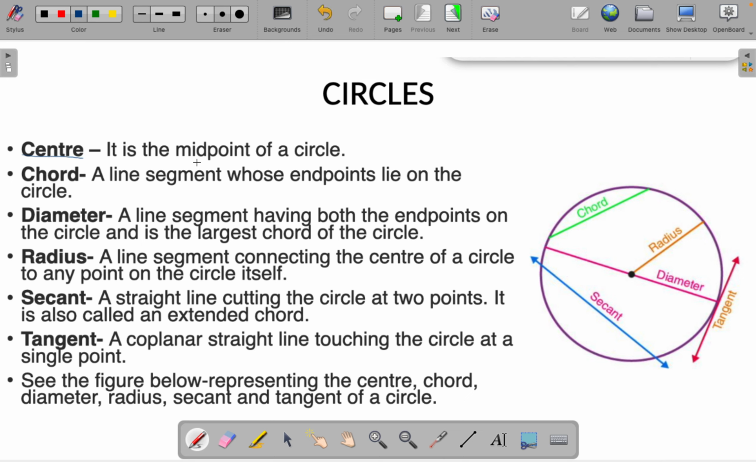Center. It is the midpoint of a circle. Midpoint of the circle means a point from where, when you draw any line segment till the circumference, all of these should be equal. That is the midpoint.